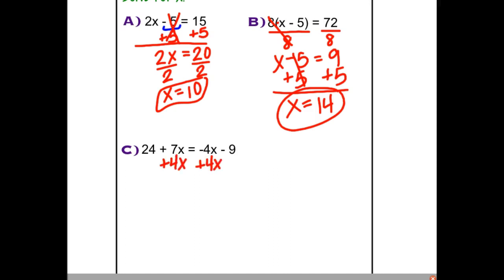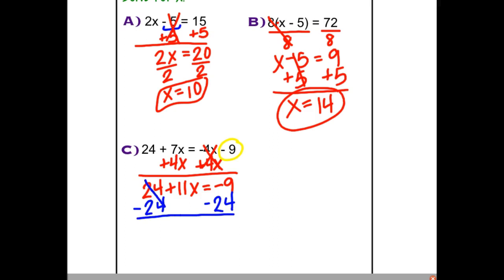So what we're left with there would be 24 plus 11x equals negative 9. Now why is it negative 9? Because we have the symbol in front of the 9 of subtraction, so that's going to stay with it. Okay. So now what we're going to do is take that 24. Now we know that's a positive 24 because there's not a negative sign in front of it, so the opposite of a positive is a negative. So we're going to subtract that 24 and move it to the right-hand side.